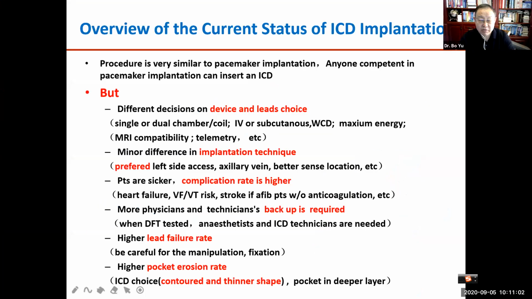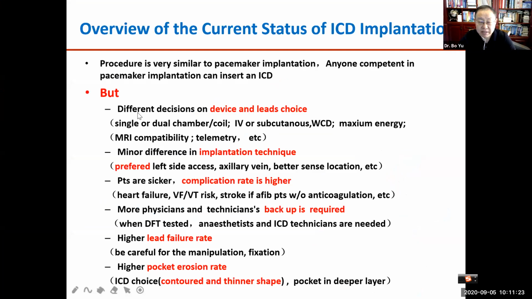So first, the overview, the current status of ICD implantations. This procedure is very similar to pacemaker implantation. Anyone who is capable of implanting a pacemaker can insert an ICD, but there are many differences.